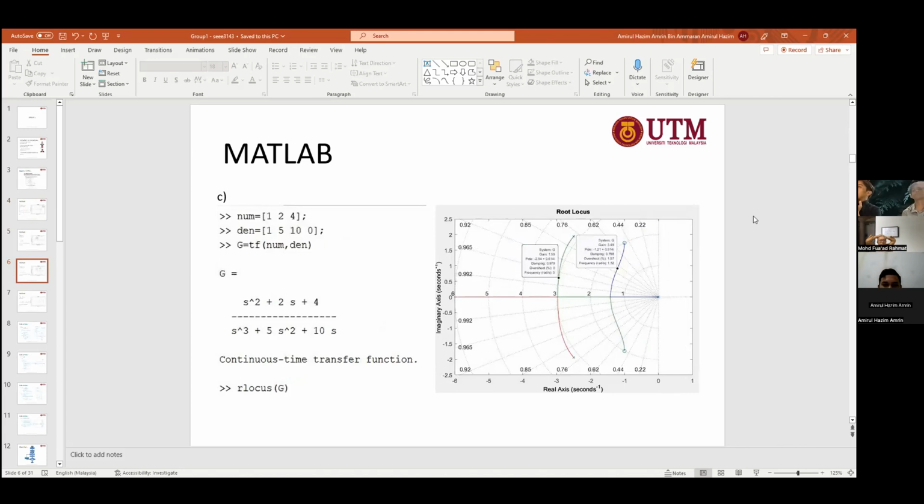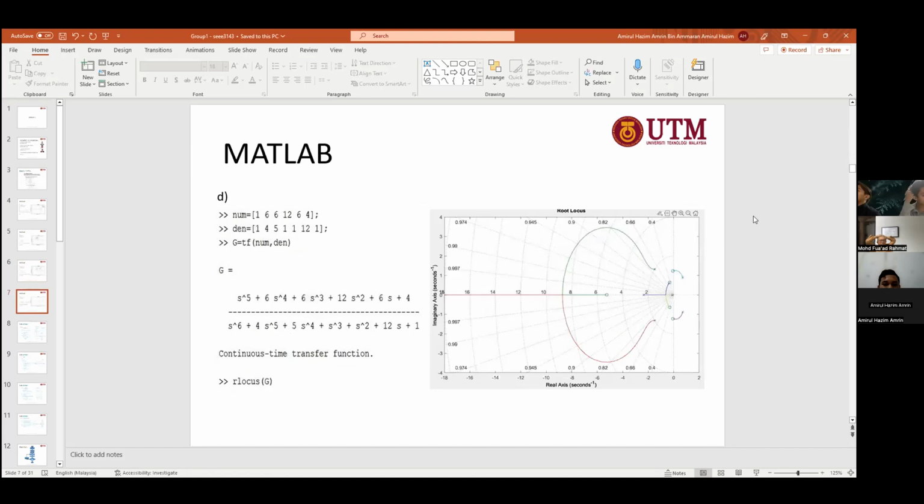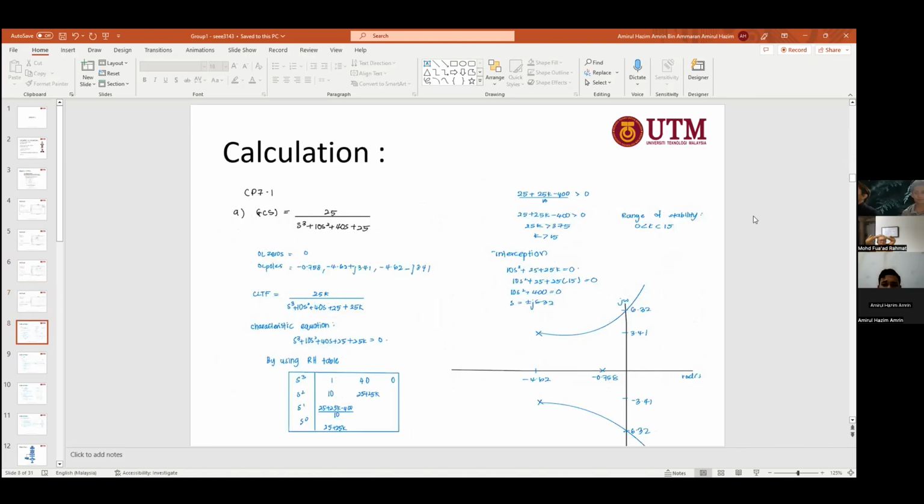So this is the same as the others. Question 7.1C, then next is 7.1B. Okay, so next. The previous one is the solution by using the Matlab code, and then this one is the solution by using a manual calculation.